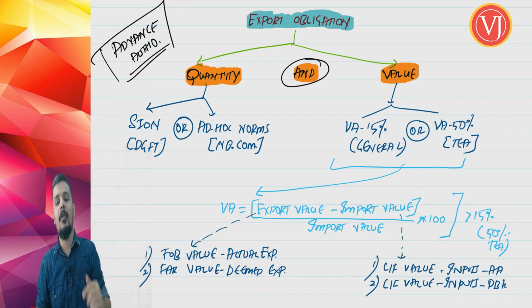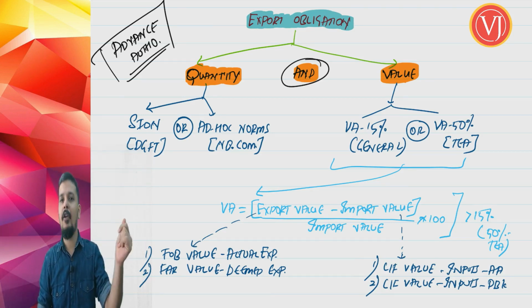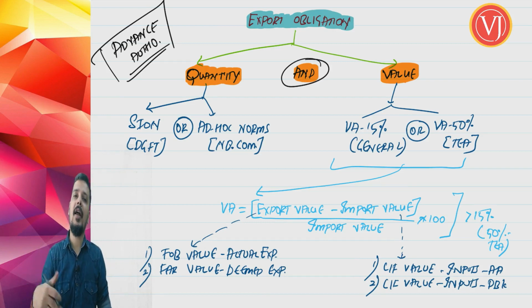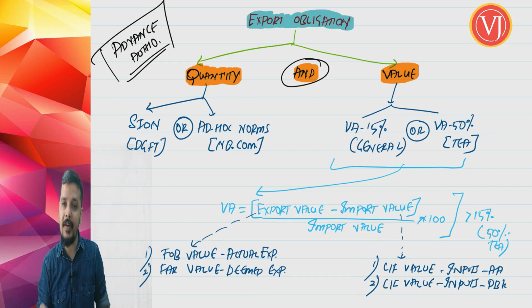Whether I have gone for advance authorization and not paid import duty, or I have paid import duty and I am going to go for duty drawback. So this is a very important point, right? This will be the normal calculation, friends.